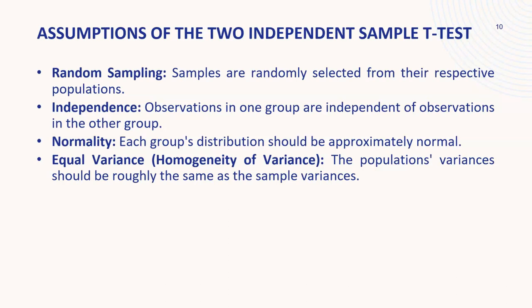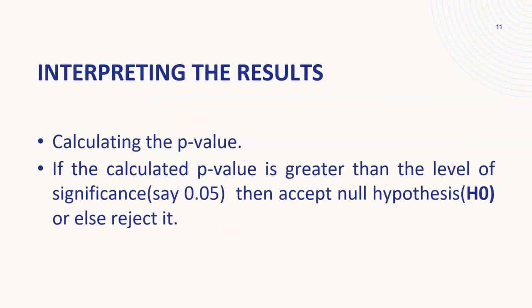Each and every group's observation should be normally distributed, and the variance should be homogeneous. Homogeneity of the variance ensures consistency, so variance should be homogeneous. That is, the data points should be of same type. Now, how are you going to interpret the results?